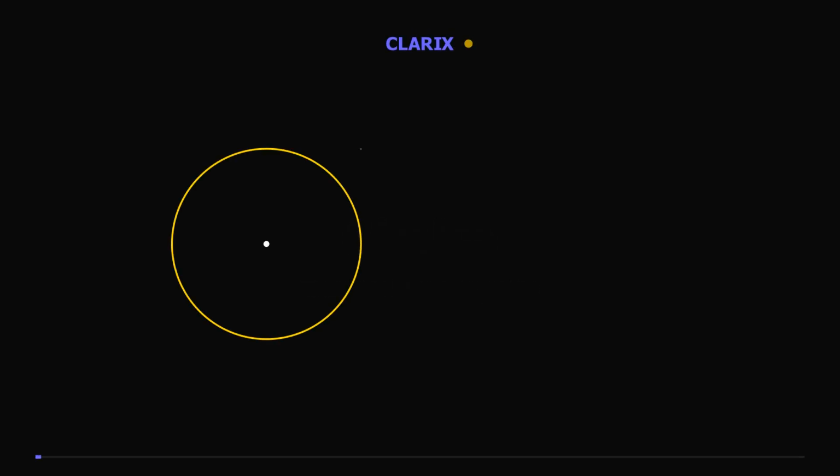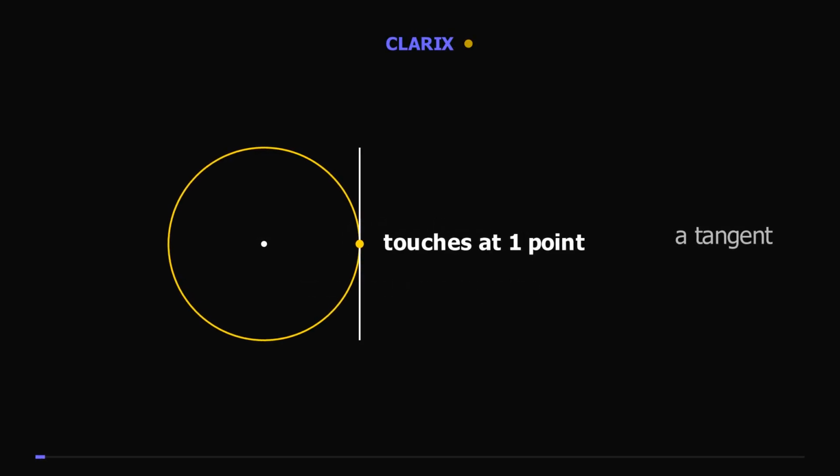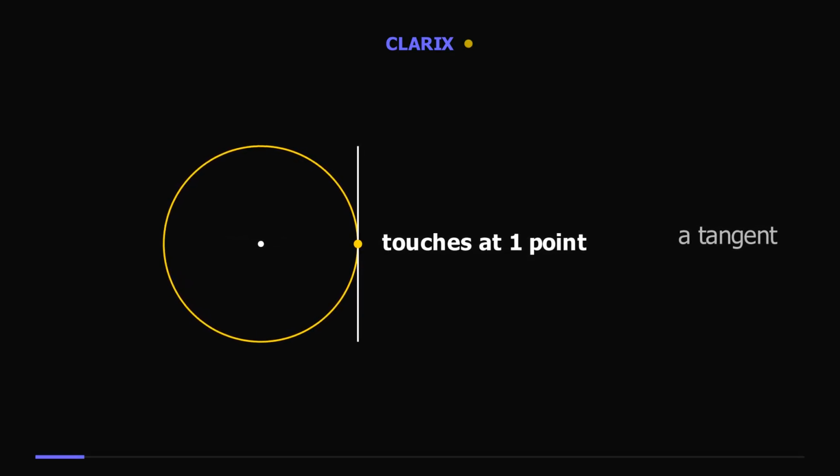A line and a circle have only three ways to meet: miss completely, cut straight through, or just barely kiss it at a single point. That last one, the line that touches a circle at exactly one point, is a tangent, and it hides one of the cleanest right angles in all of geometry. In this video, we'll nail what a tangent is, the one theorem everything rests on, and how many tangents you can draw from any point.